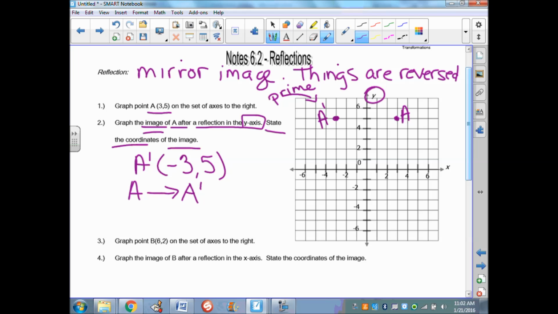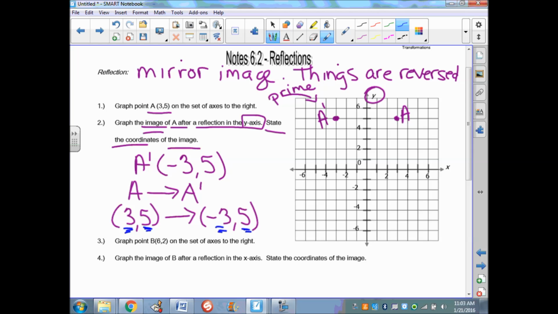So what happened? What was A when it started? A was the point 3, 5. And when we reflected it on the y-axis, it became -3, 5. So we're going to start to look for patterns as to what happens. What's similar and what's different right now? So we see that the y's stayed the same, but hopefully you're seeing that the x's changed.